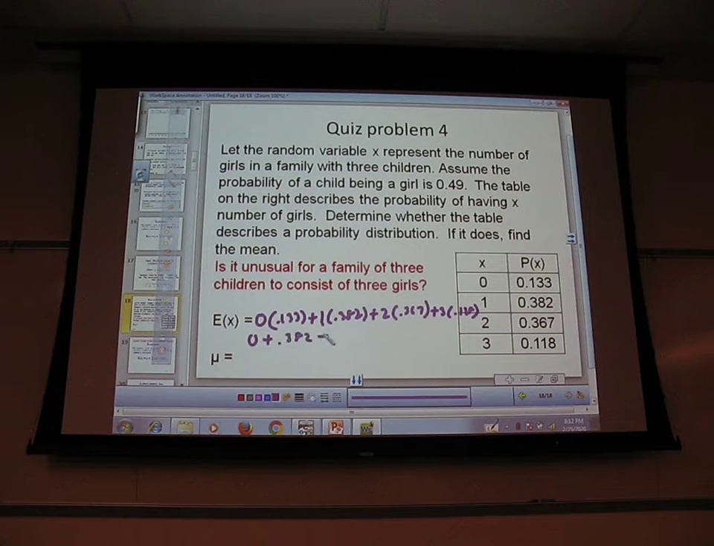0.382 plus 0.734 plus 0.354. And you end up getting, what do you get in the end? 1.47? Great. And then your mean is exactly the same as your expected value. They're the same thing. 1.47. We literally just debated that. Yep. That's good. So now you won't forget it, right?